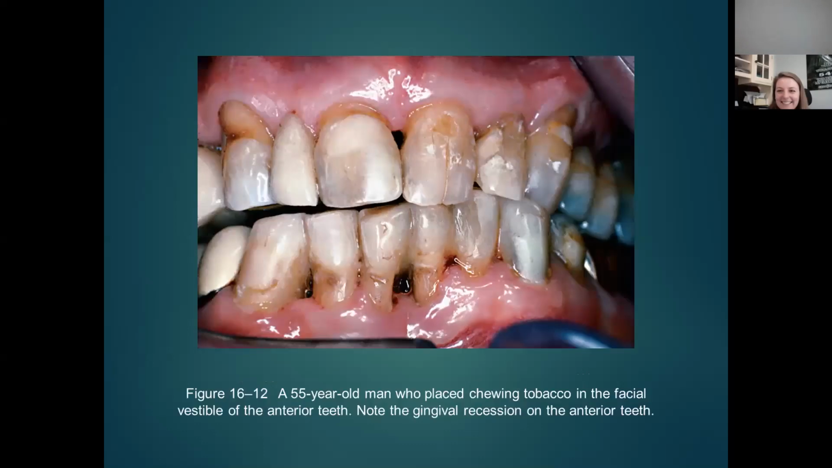Coral pink, tightly adapted. You would think that would be the sign of health. Stippled. How would you describe this?